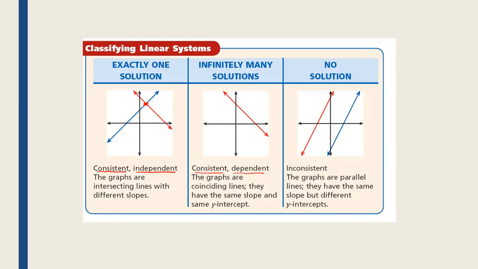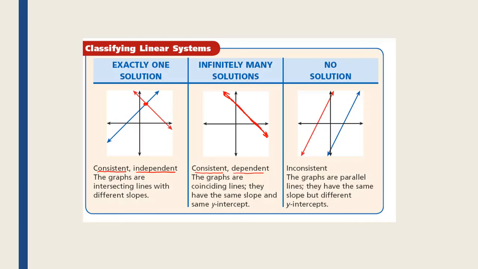All right, the next section is consistent and dependent. And so what you're actually seeing, although you can't see it on here, is that there's another line right on top of this one, but there's another line right there. And it has exactly the same slope and exactly the same points. So we say that that is consistent and dependent. The graphs are coinciding lines. They have the same slope and the same y-intercept.